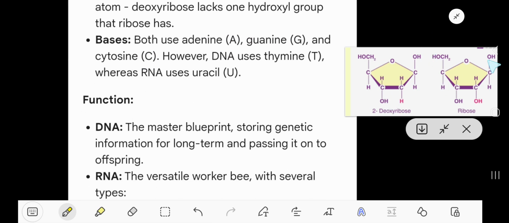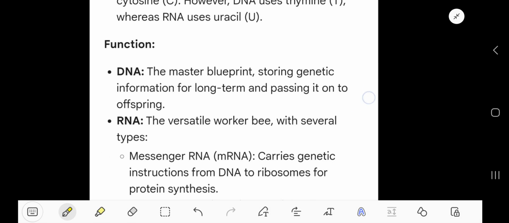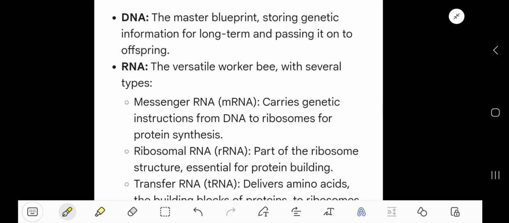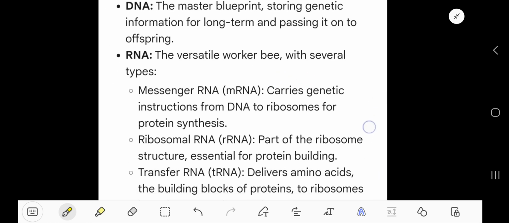Function. DNA. The function of DNA is here the master blueprint, storing genetic information for the long term and passing it on to offspring. RNA, the versatile worker bee with several types.